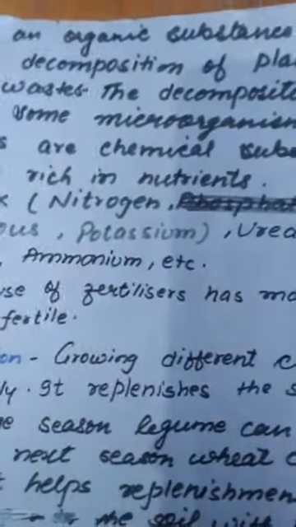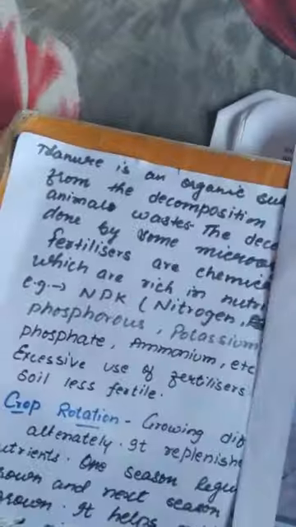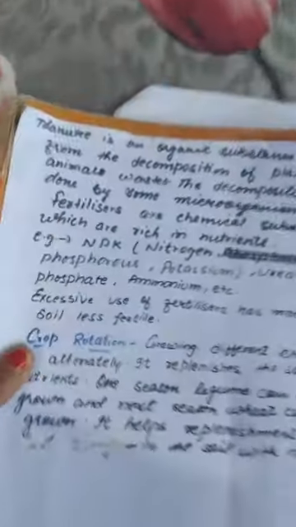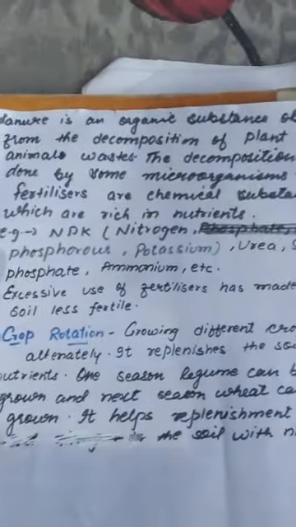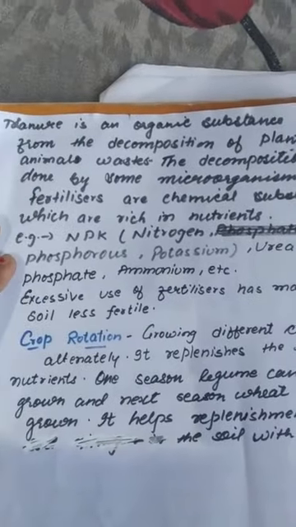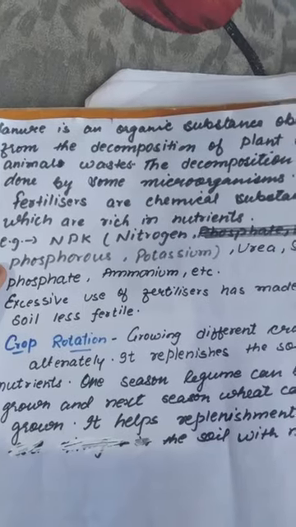Now, what are the manures and the fertilizers? Manure are the organic substances obtained by the decomposition of plants and animals. You can see in the homes where some people keep the animals.